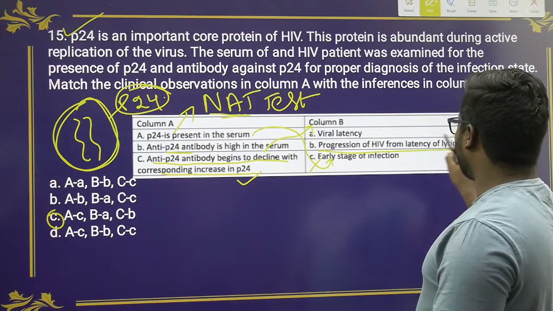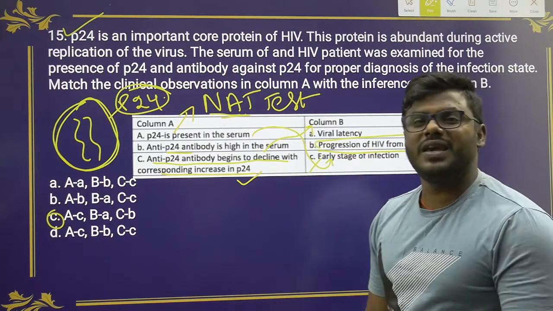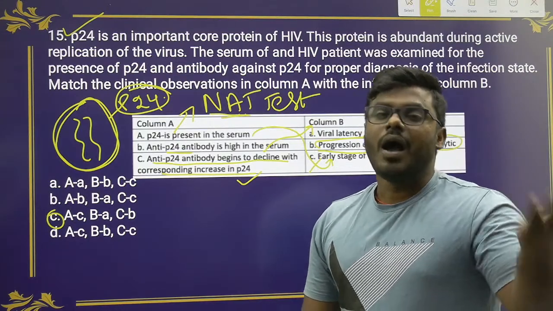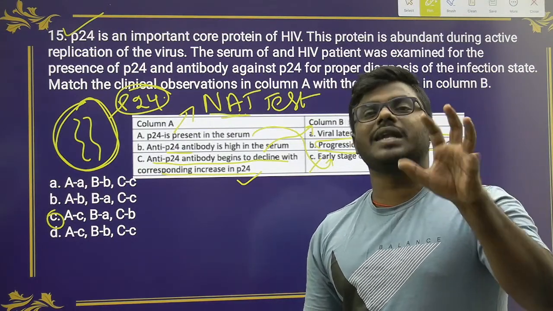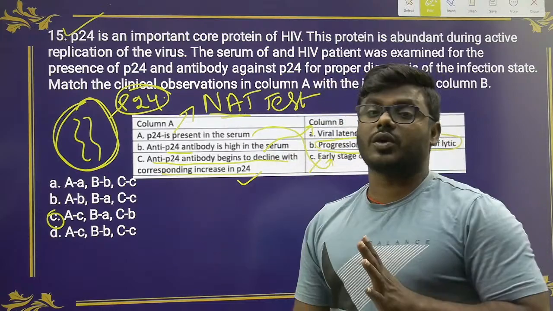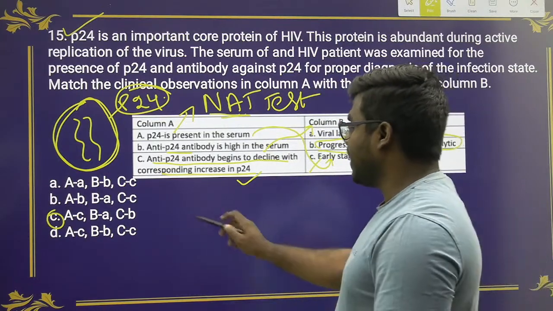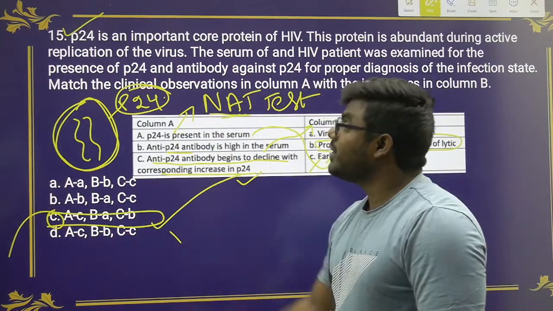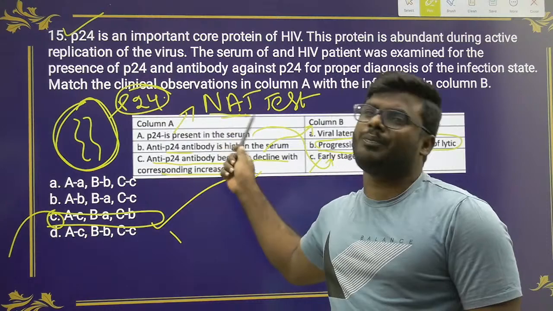Progression of HIV from latency means the number of P24 antigens is more than normal and the body is unable to produce the antibodies fast enough to act on that particular P24 antigen. Hence the correct answer will be C. Very good, very good. That was the answer to question number 15. It's a very important question, friends.